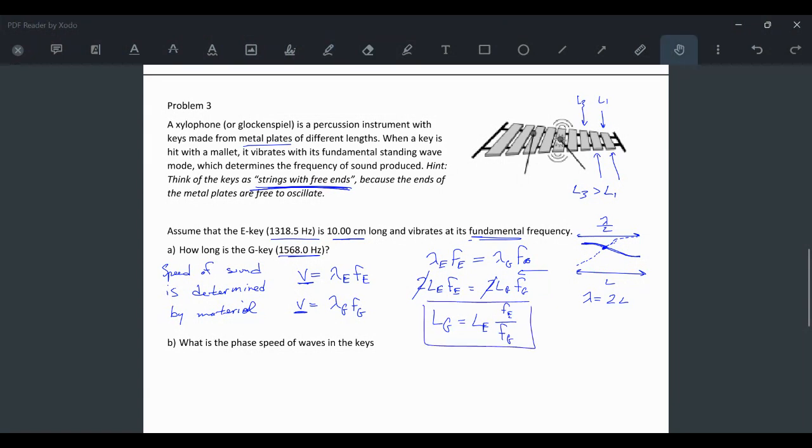So we find that if you know the length of one key, you can just take the ratio of the frequencies and multiply it by the length of the key you know, and you get the new one. So again, I'll leave this for you guys. The calculator bit would probably, if you want the answer in centimeters, you can leave the length of the E key in centimeters.